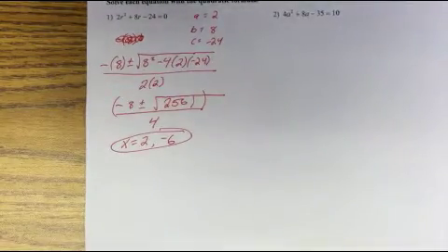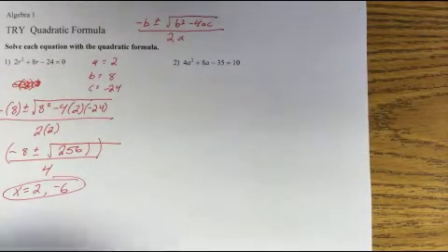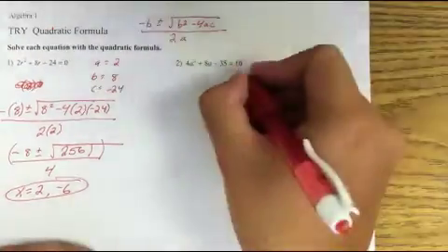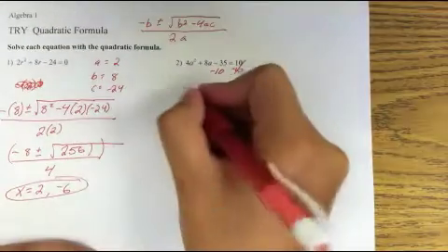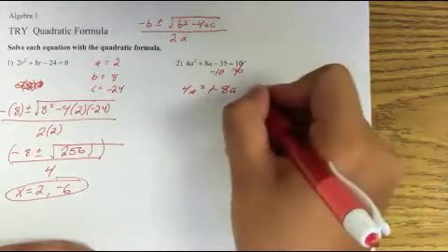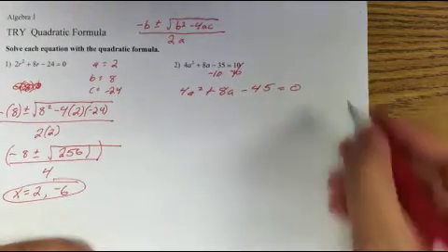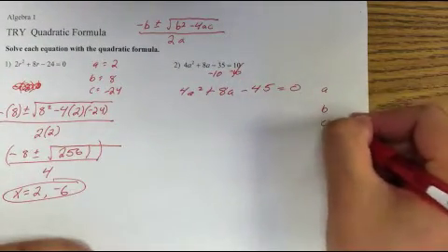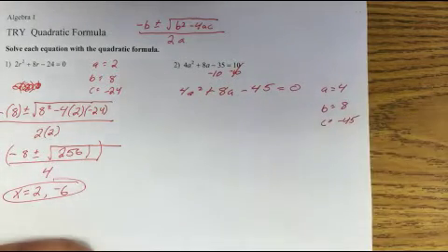All right, let's take a look at number 2. How are we going to do the number 2? You should have noticed it's not equal to 0, so we have to move this over by subtracting 10 from both sides. When you do that, you should get 4a squared plus 8a minus 45 equals 0. Identified my a, b, and c as 4, 8, and negative 45.